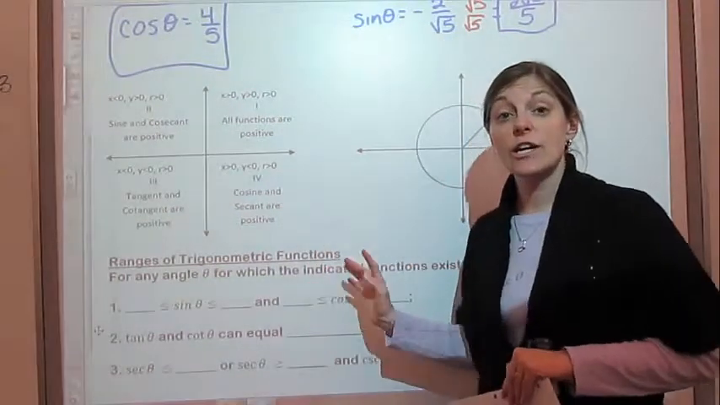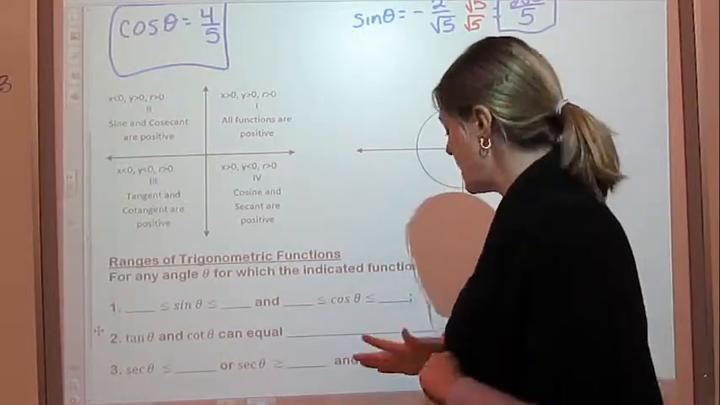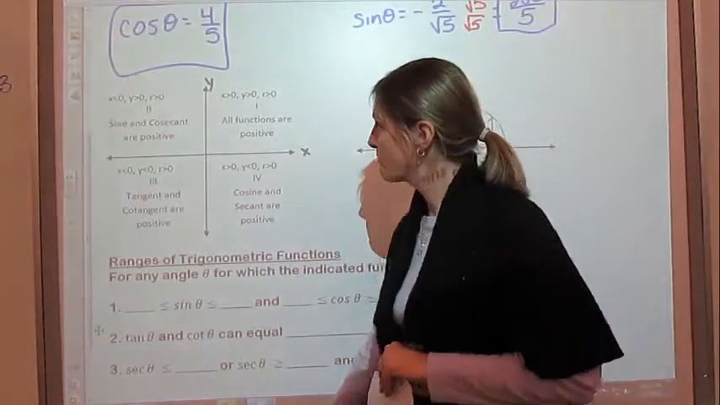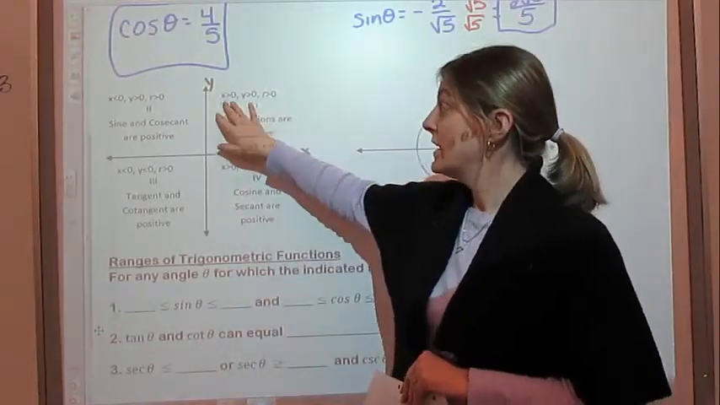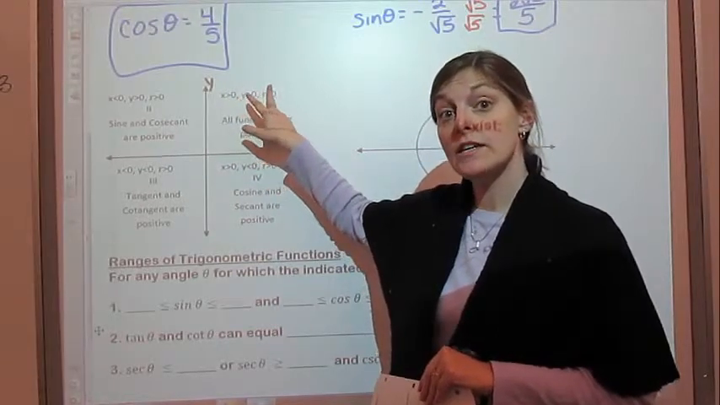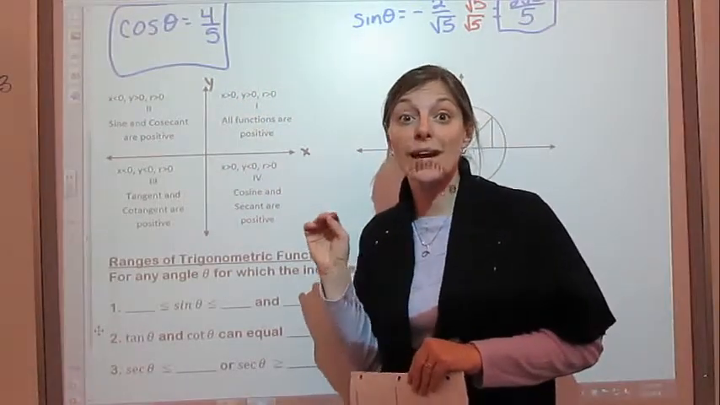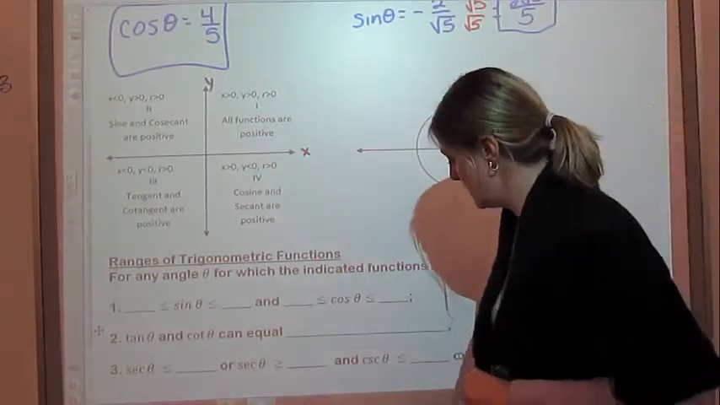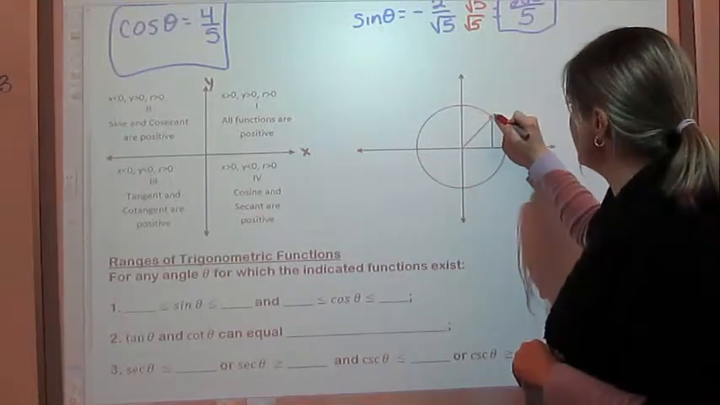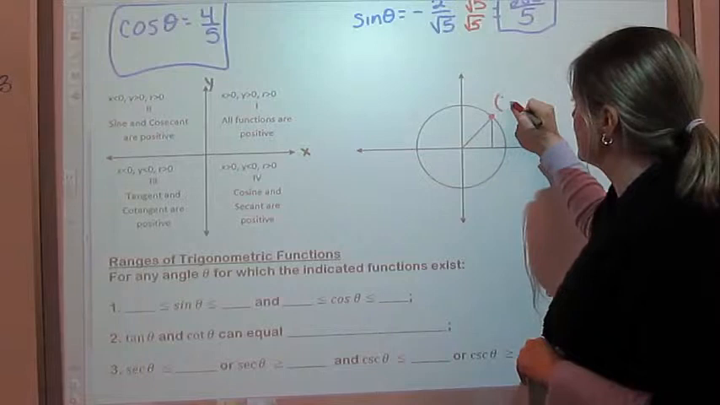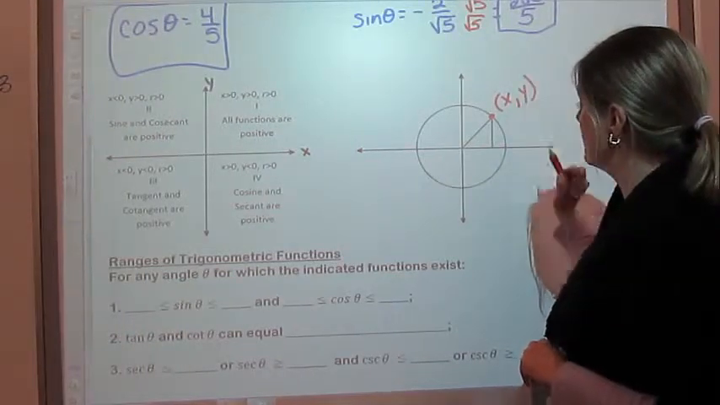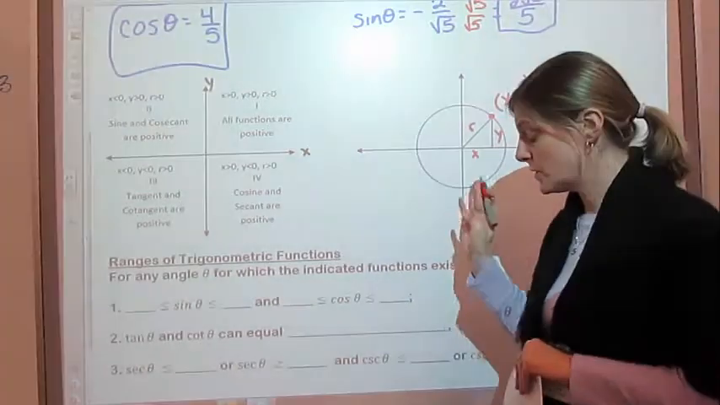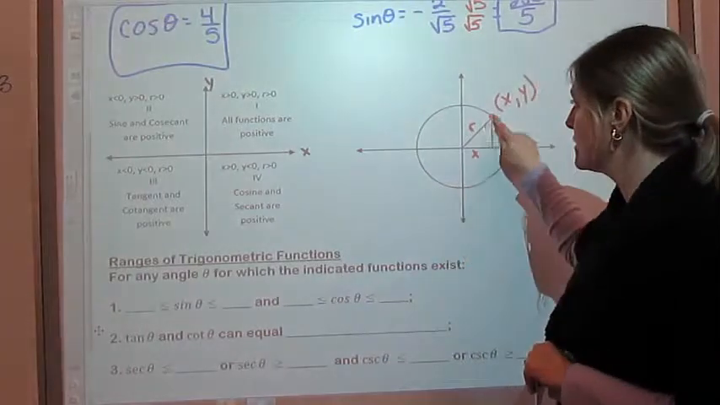Now let's take a look at the coordinate plane. Here we have our y-axis and our x-axis. In the first quadrant, our x value is positive, y value is positive, and the r is positive. Now remember that r is the radius. So if we have a point here on the circle, and that point is (x, y), then here's your x value, there's your y value, and the r is the radius. So remember that. R is the radius.